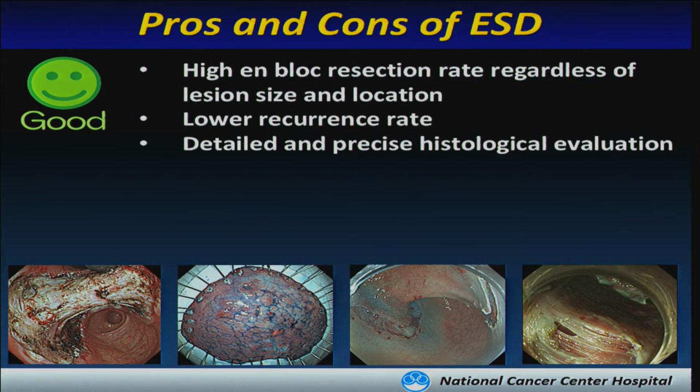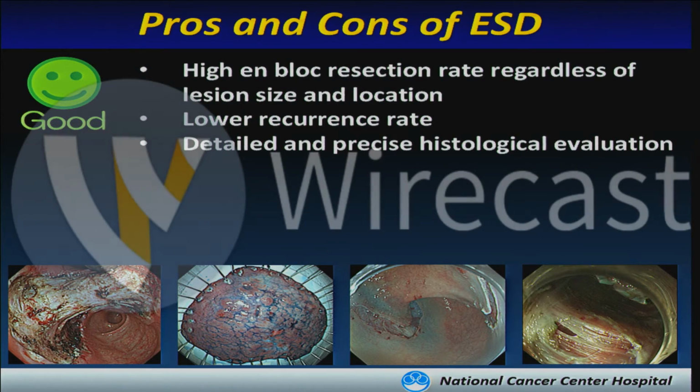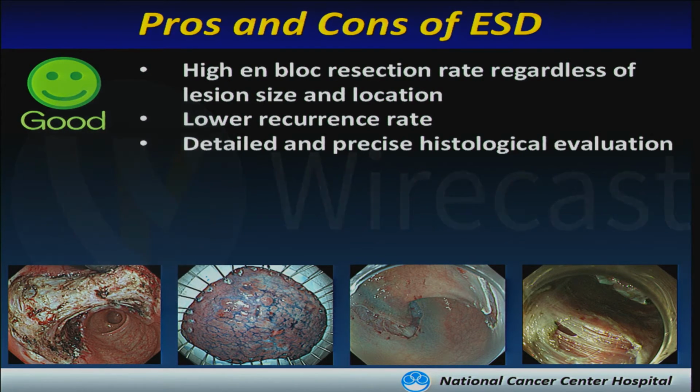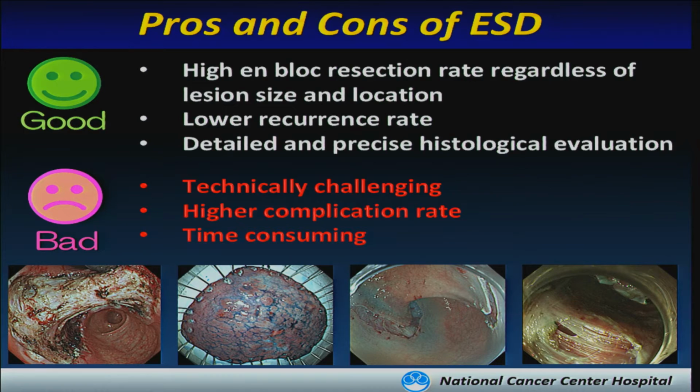Endoscopic submucosal dissection, ESD, allows us to achieve a high en bloc resection rate regardless of tumor size and location, and a following lower recurrence rate. And ESD also provides detailed and precise histological evaluation of the en bloc resection specimen. However, ESD is technically much more challenging, and the complication rate is much higher than that of EMR, and ESD is also a very, very time-consuming method.